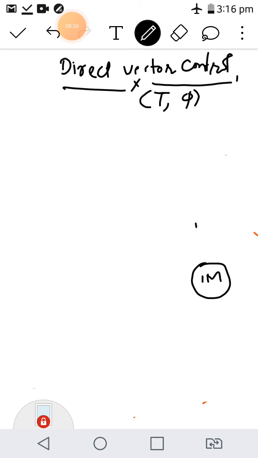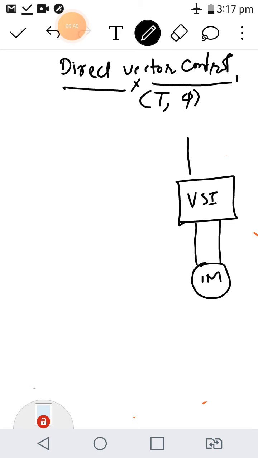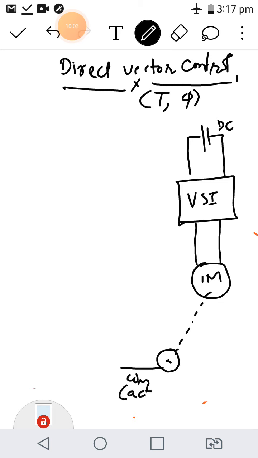First of all I am taking an induction machine. This induction machine is fed from a VSI, voltage source inverter. This voltage source inverter has as input a DC voltage source. So this is the basic induction machine drive. I am applying vector control to this VSI to operate the induction machine, to control induction machine parameters separately. So this is a direct vector control. I am using a tachometer to sense the speed. So this is the actual omega m, or the actual speed.